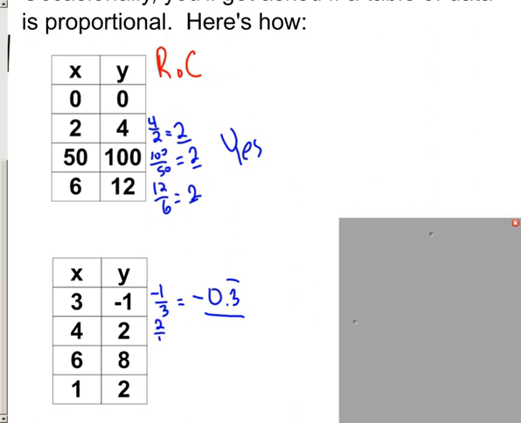What's 2 divided by 4? That'd be 0.5. So what you see here is because I got 0.5 and it's different than the negative 0.3 repeating, they're different rate of changes. So no, it's not proportional. So that's how I would handle that type of question.